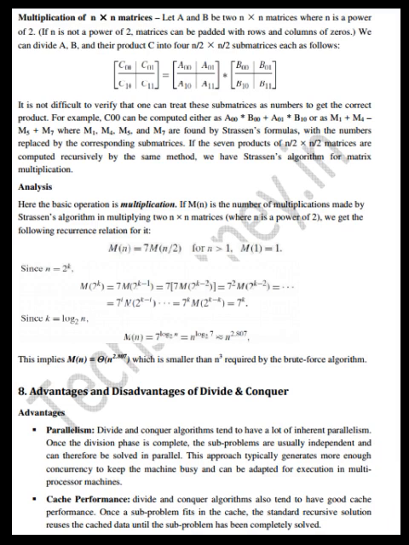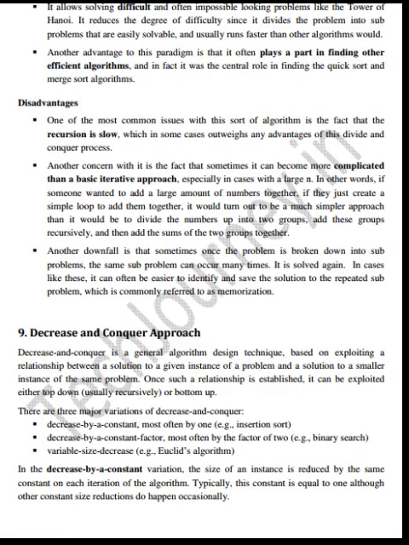Once the division phase is complete, the sub-problems are usually independent and can therefore be solved in parallel. This approach typically generates enough concurrency to keep the machine busy and can be adapted for execution in multiprocessor machines. Cache performance: divide and conquer algorithms also tend to have good cache performance. Once a sub-problem fits in the cache, the standard recursive solution reuses the cached data until the sub-problem has been completely solved.